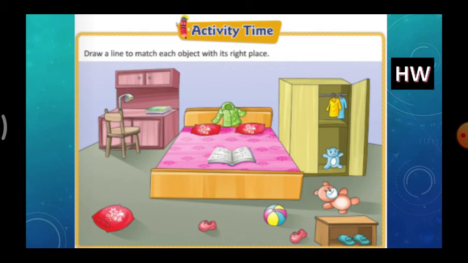Draw a line to match each object with its right place. So like the book was on the bed. So where will the book be? On the table. So you have to draw a line from book to table. Like that you have to match the things to where they should be. This is also your homework. You don't have to copy this in your classwork, do it in your book itself.